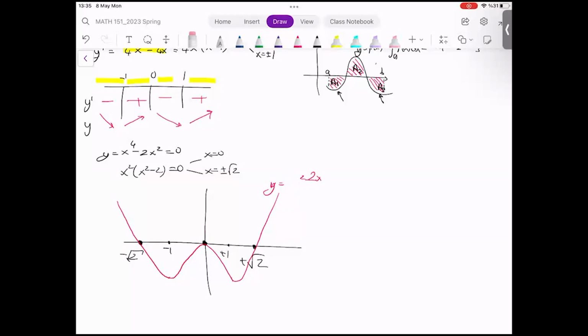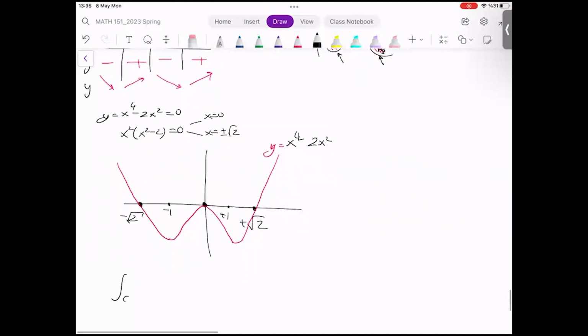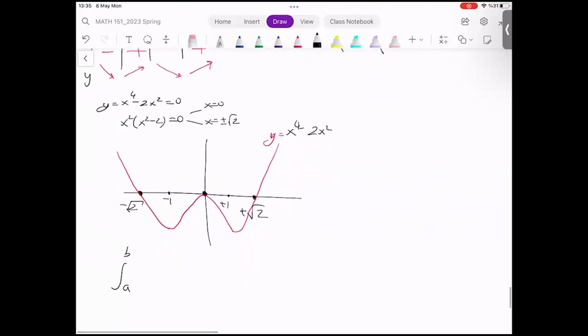So this is generally the graph of the y function, which is given as this. Sorry, this is not the expression. It is x to the power 4 minus 2x squared. Okay, so we want to understand this definite integral. Now, we are very close to the result. I will sum up in a minute.